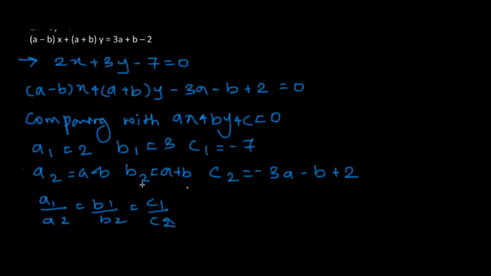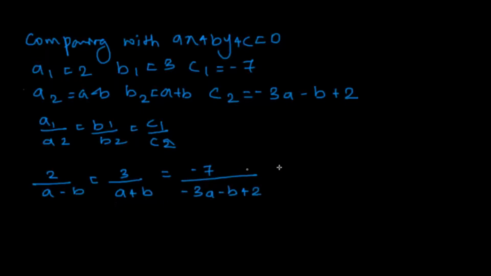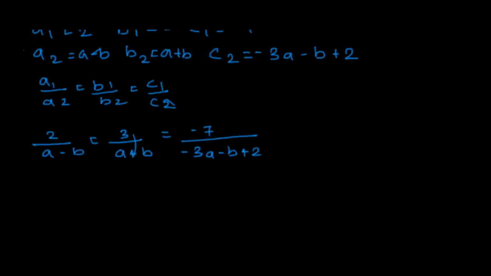Okay, so let us start. So a1 upon a2 will be 2 upon a minus b, b1 upon b2 will be 3 upon a plus b, and c1 upon c2 will be minus 7 upon minus 3a minus b plus 2. So let's apply this now. I'll compare the first two ratios here. When I cross multiply, it will be 2 times (a plus b) equals 3 times (a minus b). This was my comparison of the first two ratios.